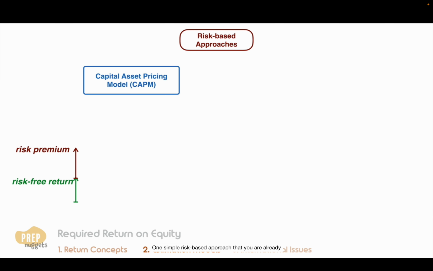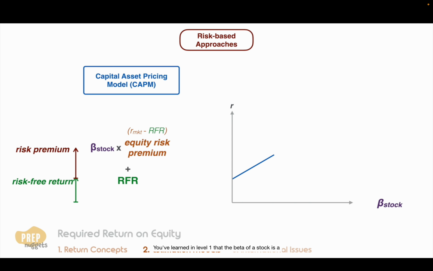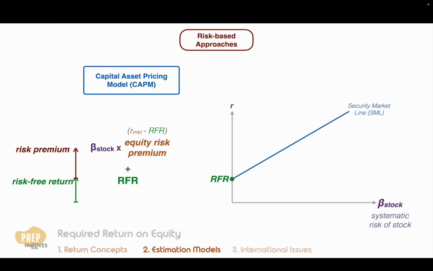One simple risk-based approach that you are already familiar with is the CAPM. Under the capital asset pricing model, the risk premium of a stock is estimated using the beta of the stock times the equity risk premium, which we learned in the last lesson is the required return on equity minus the risk-free rate. You've learned in level 1 that the beta of a stock is a measure of the systematic risk of that particular stock. When it's equal to 1, we can expect the return of the stock to be the same as that of the market.